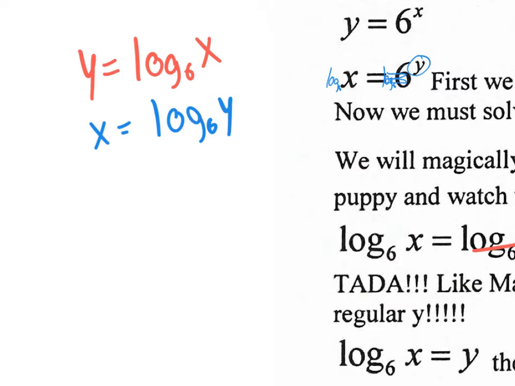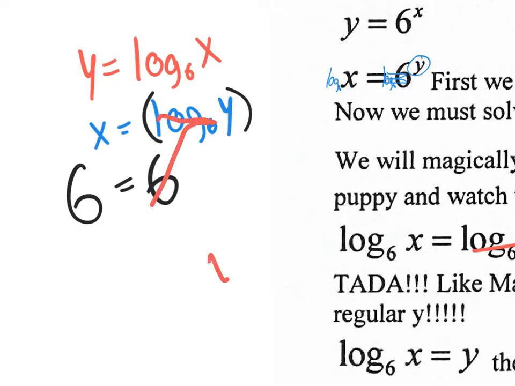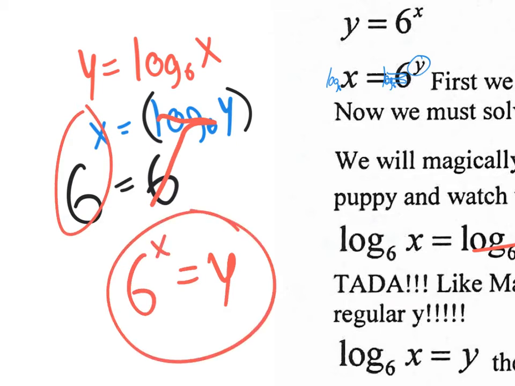So to undo the log base 6, I want to take this entire side and raise it to be the power of base 6. And what I do to one side, I must do to the other. Raise this to be the power of base 6. So what do I have here? I have 6 to the x equals 6 to the log base 6 of y. That way, the 6 to the log base 6 cancels out, the y comes down, and 6 to the x stays. And that is the inverse of y equals log base 6 of x.